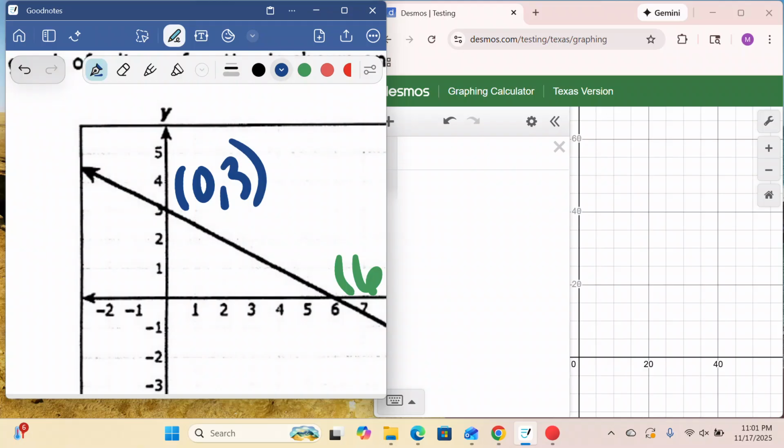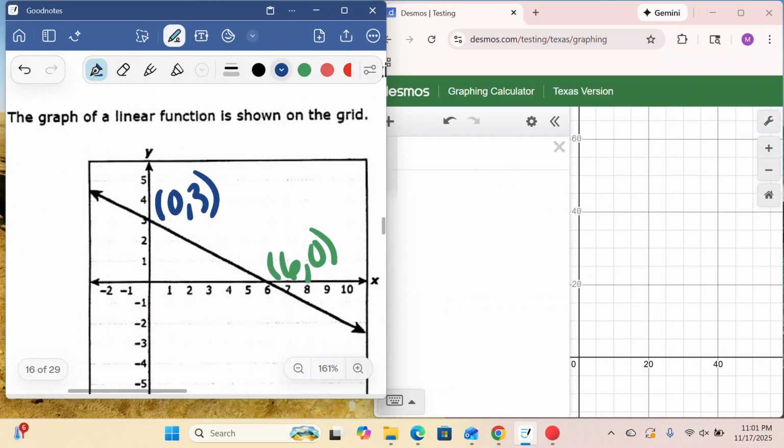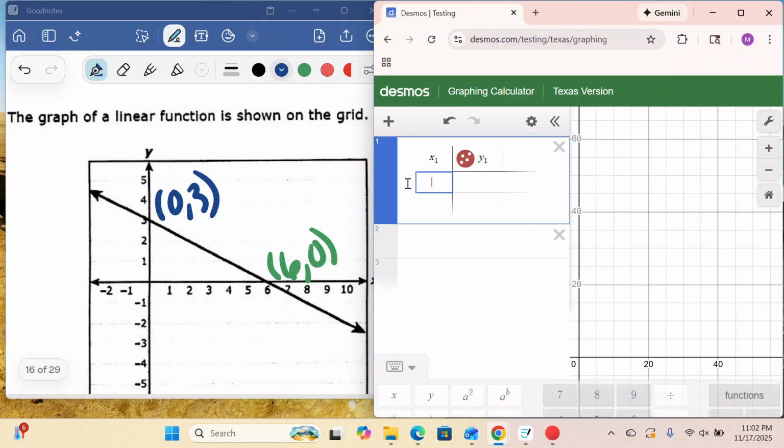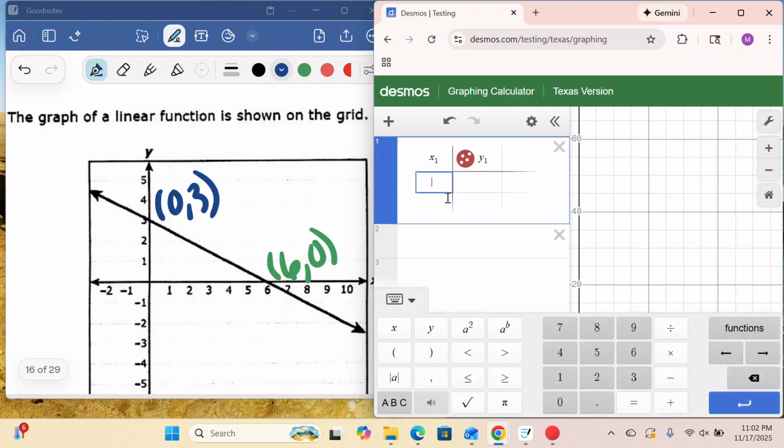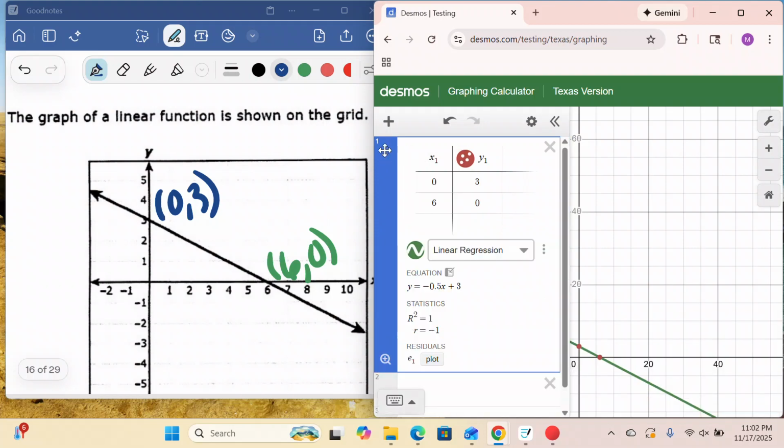So I can go ahead and input this into Desmos. I have my y-intercept at 0, 3 or 3. My x-intercept is 6, 0 or 6. So I have my x-intercept and my y-intercept, and I can input this into Desmos and let Desmos do the work. I'm going to put the table. I'm going to put the first one as 0, 3, and my second one as 6, 0. I'm going to add regression, and there it is.